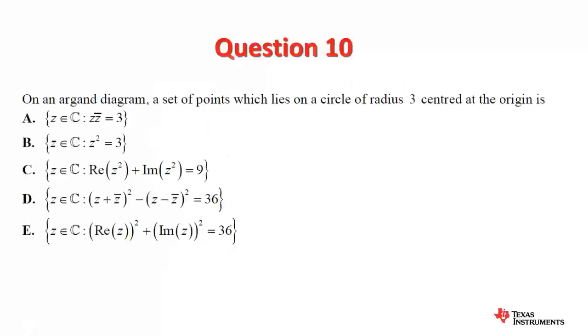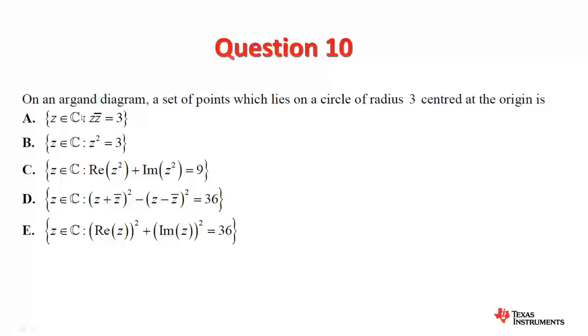Moving on to the next complex number question, question number 10. So over here, we're on an Argand diagram. We are given 5 options, and we want the set of points which lies on a circle of radius 3 that is centered at the origin. Okay, so we've got various different options over here. Now, we can actually start eliminating a few options already.